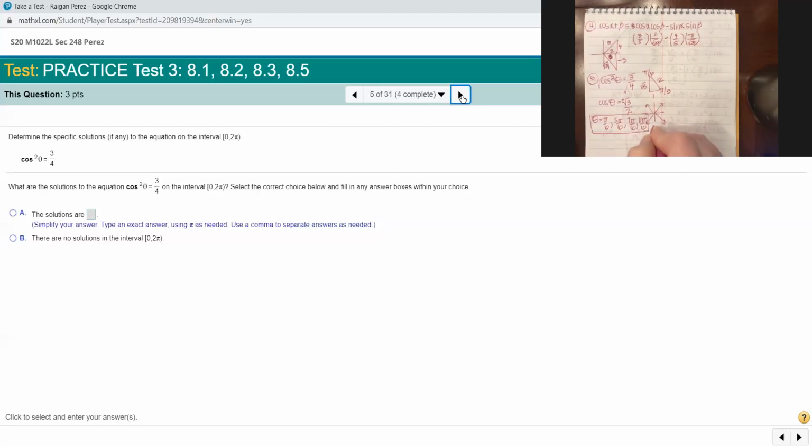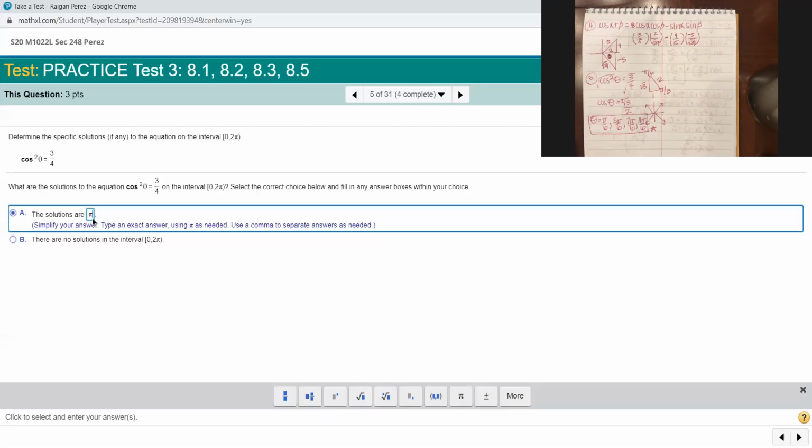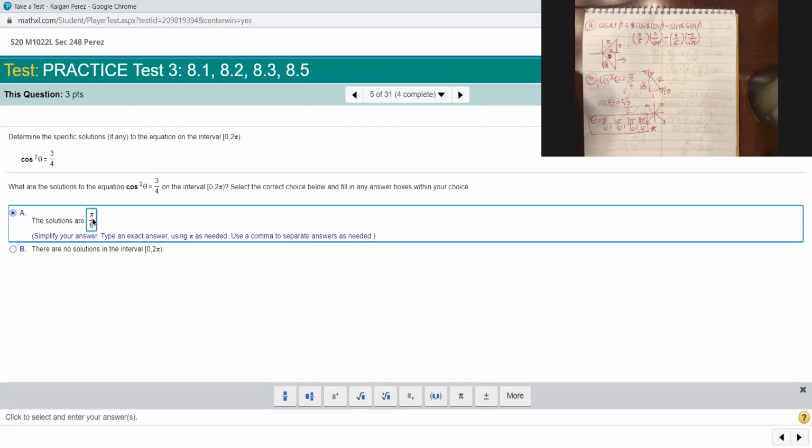So we'll come back and check this one after the test is over to make sure, but I think it's all 4 and not just the positive ones, because when you're solving and you take the square root of something, you have to do plus or minus. That's when it's positive and when it's negative. So I'm going to type that in. pi/6, 5 pi/6, 7 pi/6, and 11 pi/6.